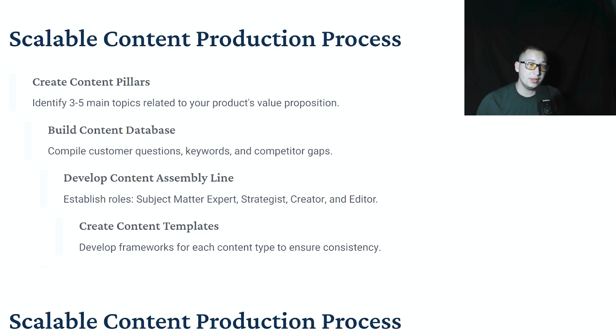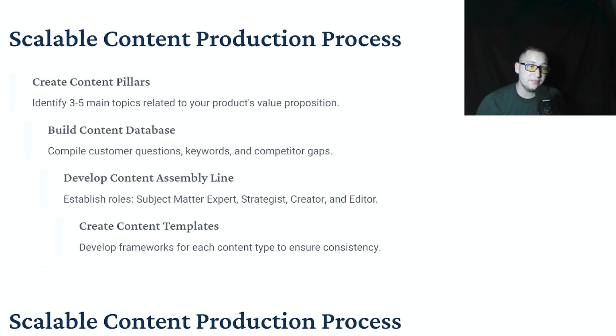So for step number 4 here, you're going to want to create content templates and develop templates for each content type. So problem solution articles, comparison pages, case studies, feature explanation pages. These templates save massive time and ensure consistency. Obviously, you're going to want to automate as much as you can, especially as a busy founder with other tasks to do. Having templates does save your time.